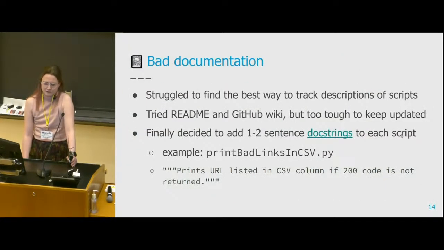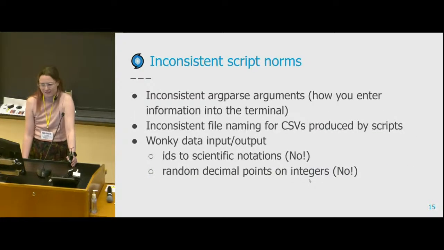Bad documentation was also an issue. I did at one point try a README, where I had a list of all the scripts and what they did. I never updated it. GitHub Wiki was the same problem. So I finally decided a month ago to add doc strings to each script. I'm still adding them in. I don't know if this is how you're supposed to use doc strings, so please tell me, but I just added a description at the top of what it did. So here's an example. Oh, cool, thanks.